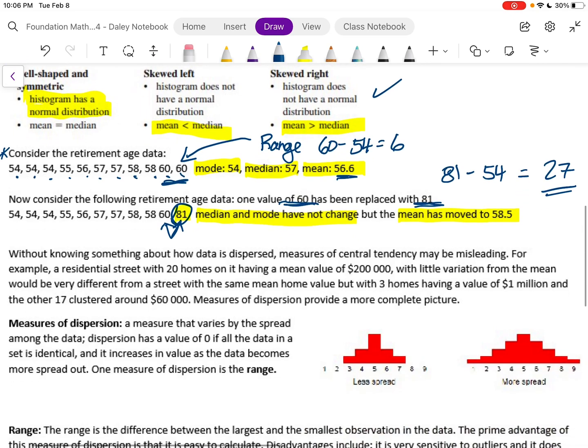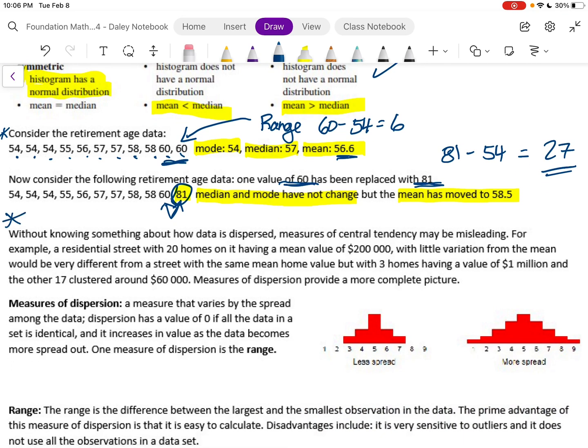All right. There is another example here as well, very similar to the one about retirement ages. So in this one, it says, without knowing how data is dispersed, measures of central tendency can be misleading. For example, a residential street with 20 homes on it having a mean value of $200,000 with a little variation from the mean would be very different from a street with the same mean, okay, but with 3 houses that have a value of $1 million and the other 17 being clustered around $60,000. So just think about that.